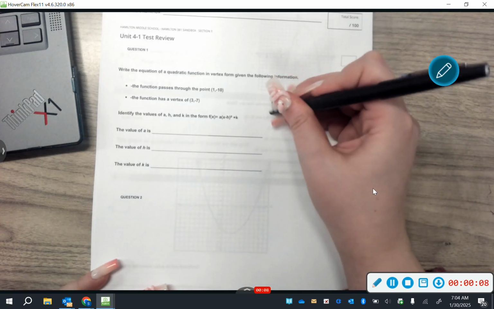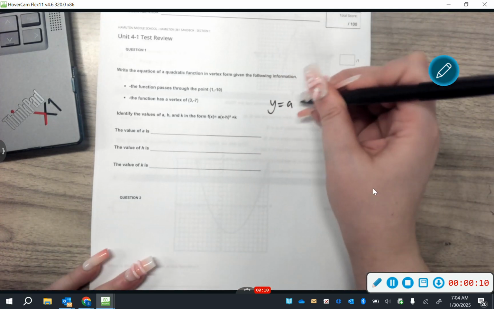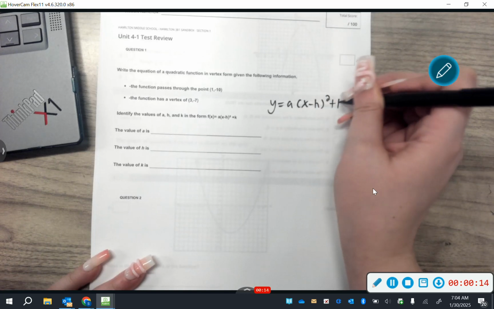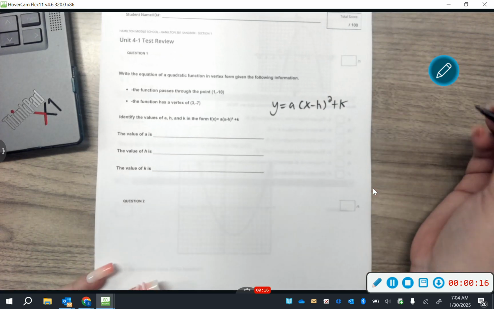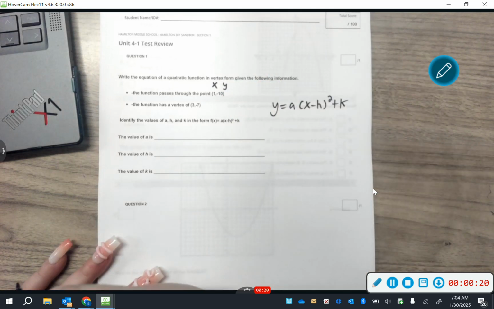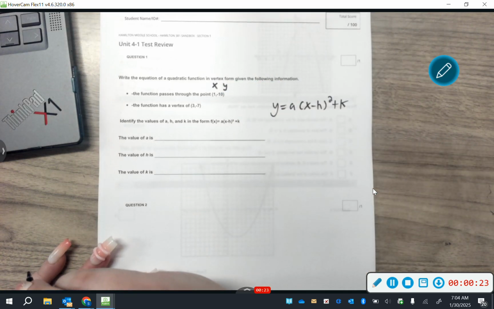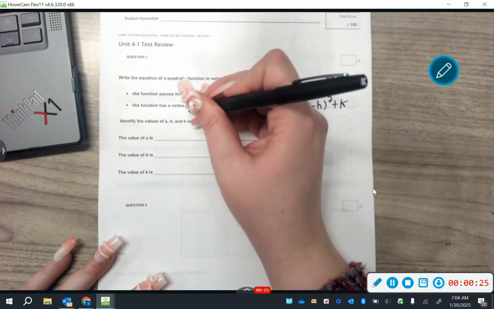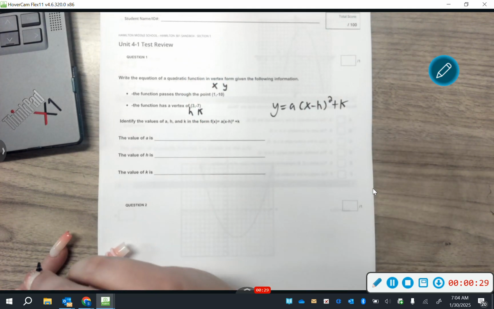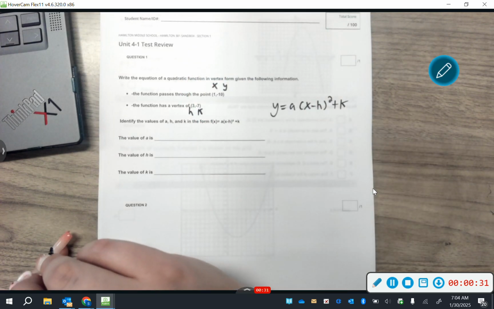Remember, vertex form is y equals a(x minus h) squared plus k. So as the function passes through the point, your point is your x and y, 1, negative 10. And the function has a vertex, that's your h, k, at 3, negative 7. Identify the values of a, h, and k.